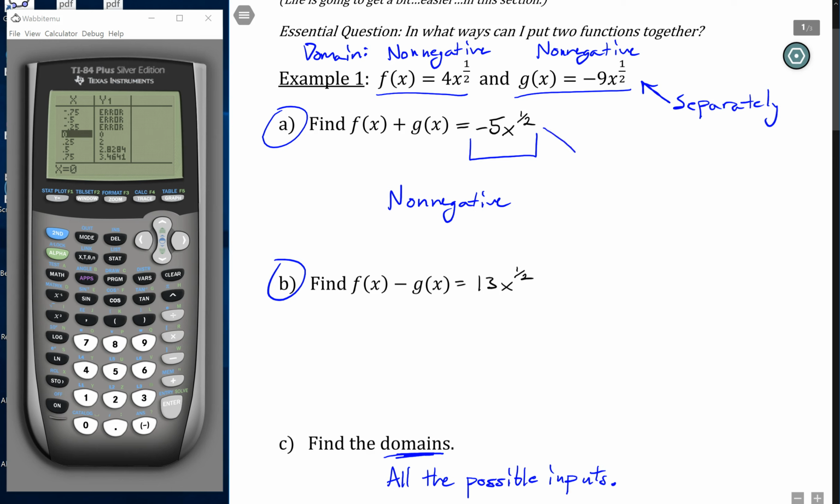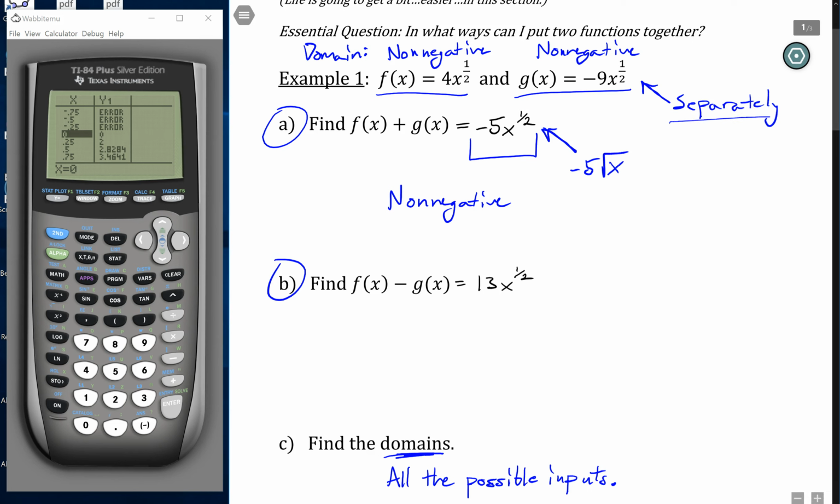But we also need to look at this function and say to ourselves, is anything different going on here? And in this case, it's really not. I still have a function that is a square root function, right? This is -5 times the square root of x. So the same issue remains. I just need to make sure that I'm plugging in non-negatives.